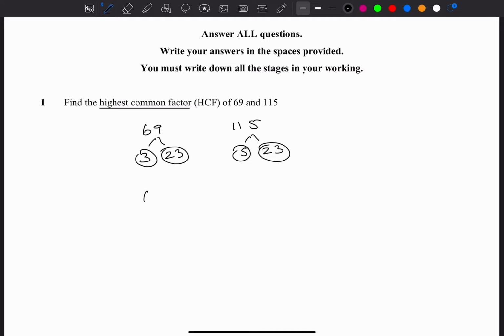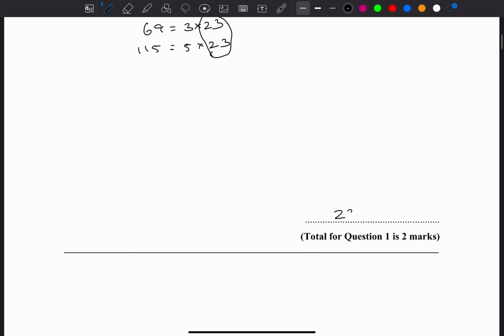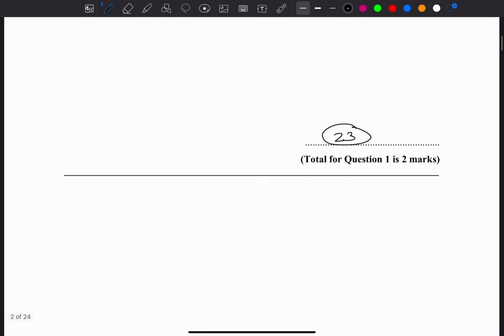So 69 is basically what? 3 times 23. 115 is 5 times 23. You circle the common numbers, 23. That's it. So your highest common factor is 23 then basically. Just normally try to do it in your head. It's easy.